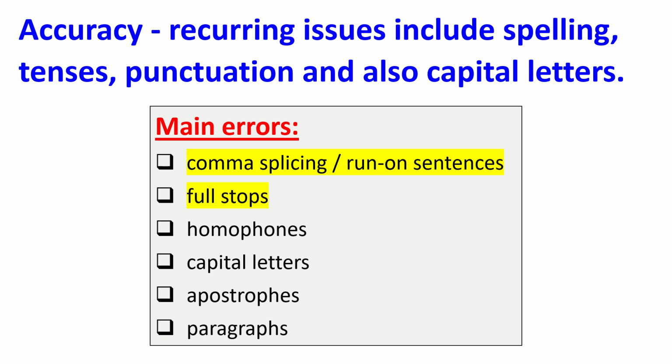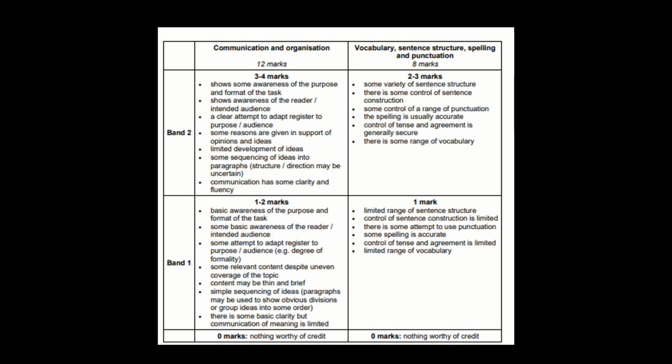and write entertaining pieces. However, the main error students make in the exam is writing accuracy, and here are the main errors. Comma splicing with run-on sentences, full stops, homophones, capital letters, apostrophes and paragraphs. The ones I've highlighted in particular are the ones students struggle on.